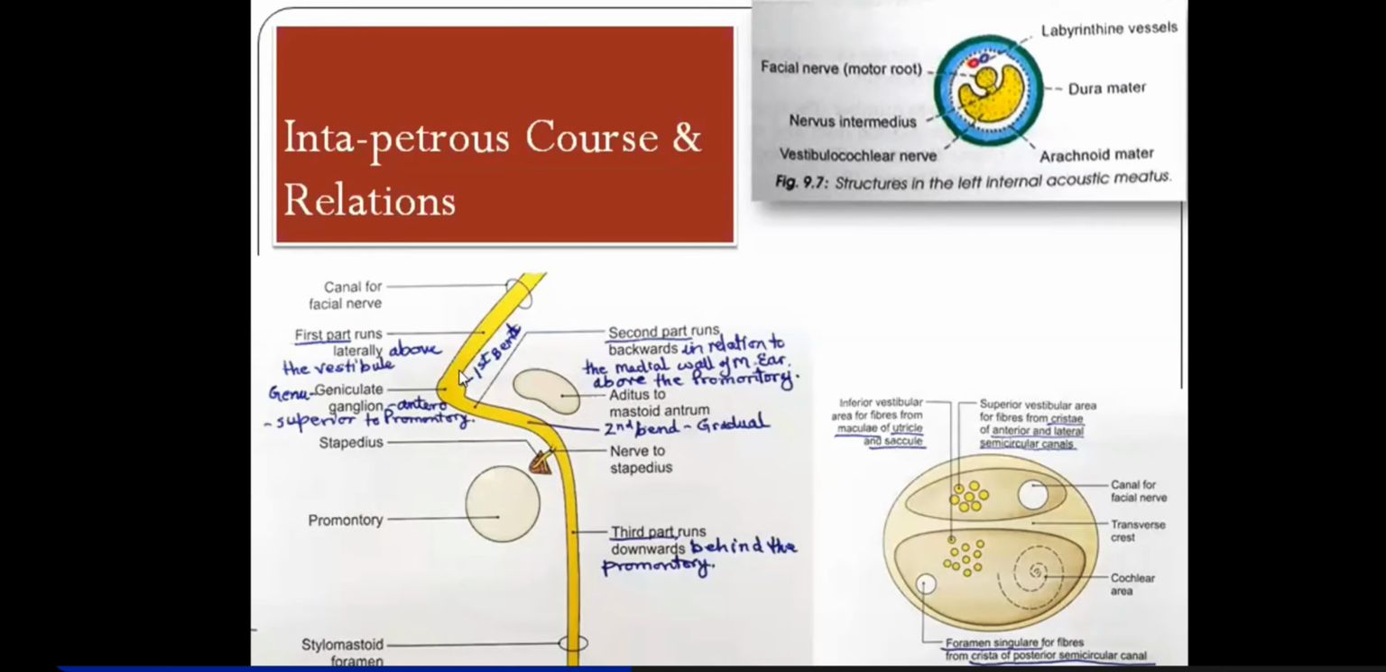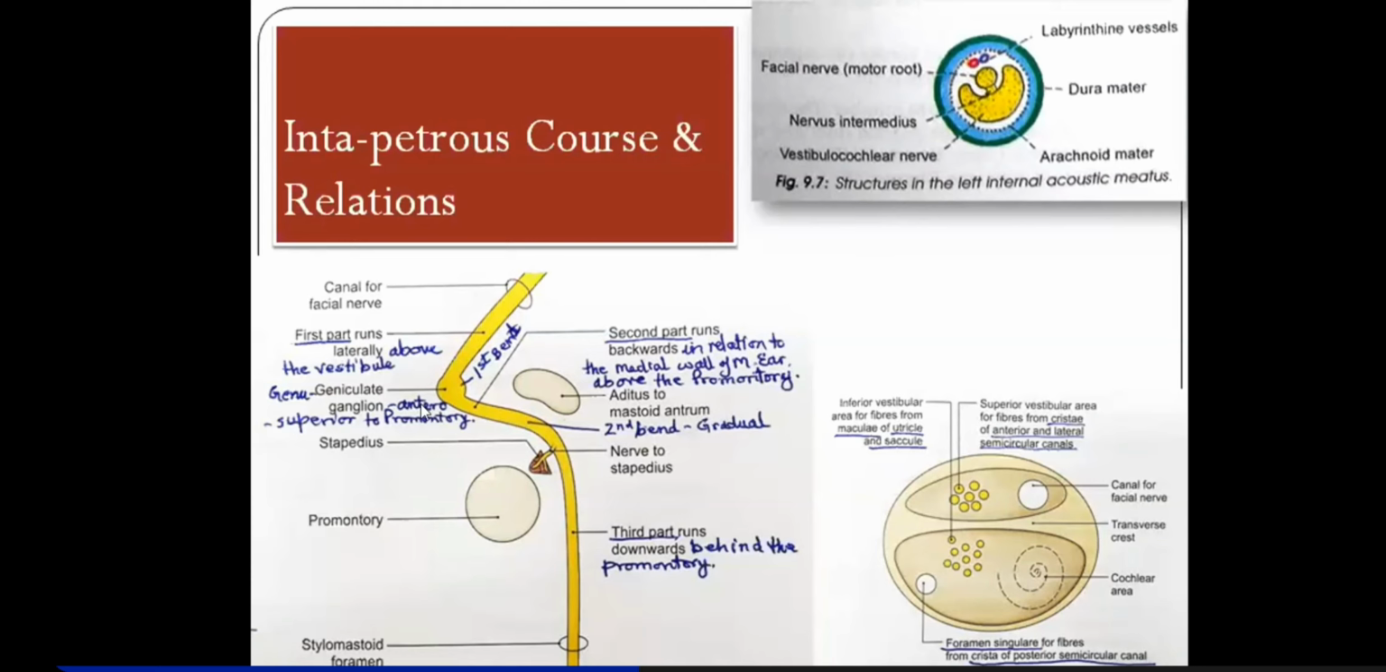The first part runs laterally above the vestibule. So this portion is running above the vestibule, because if you remember the cranium, this nerve is moving forwards and laterally. So it will first cross the internal ear and then it will reach the medial relation of the middle ear cavity. So the first part will cross above the vestibule, and then it reaches the genu, right?